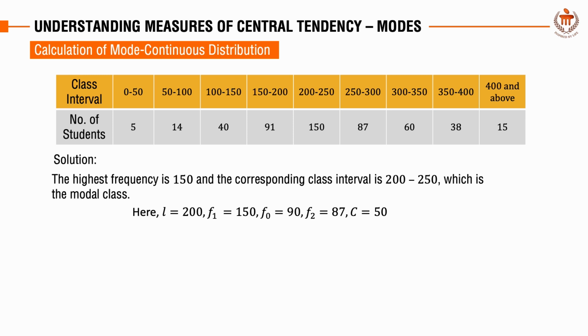Okay, and then one frequency after that is 87, which is F2, and the C is the class width, which means the difference between upper limit and lower limit. What you can see here is 50.